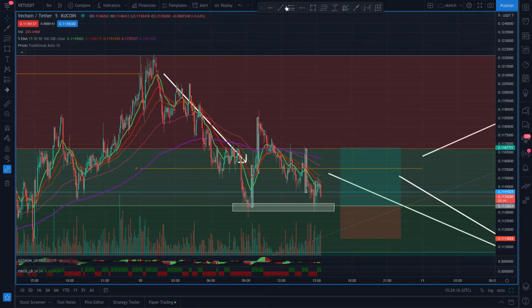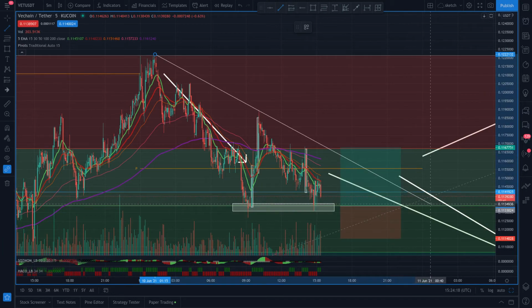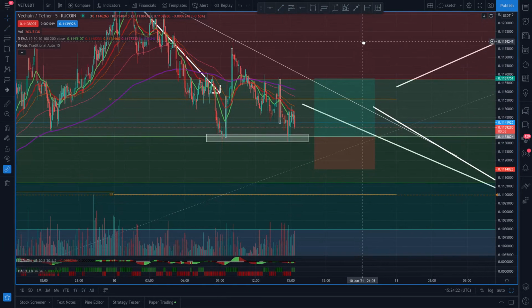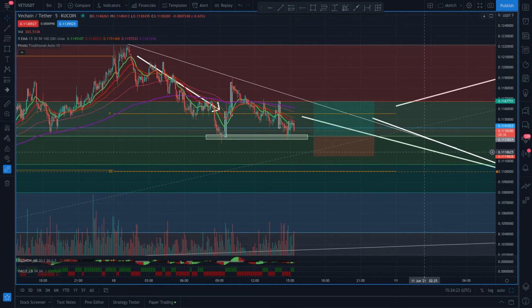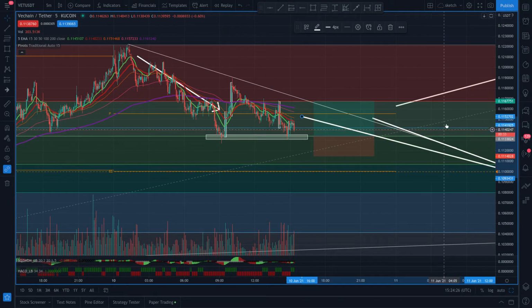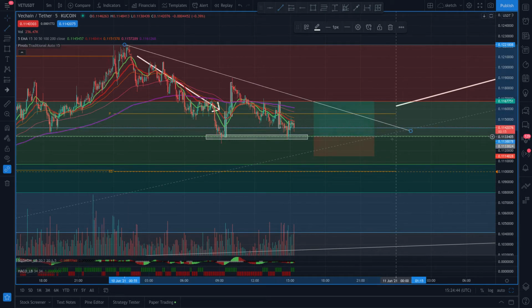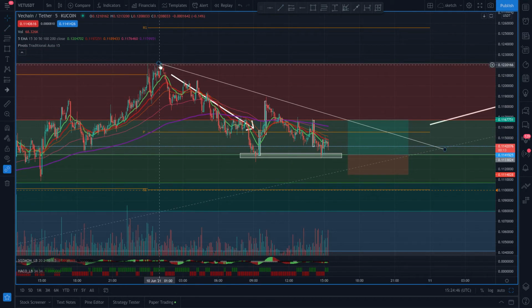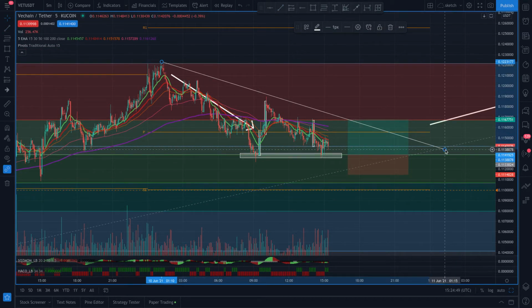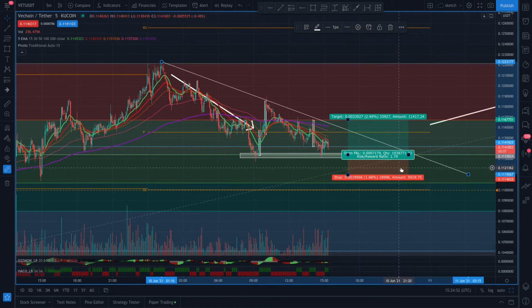You can see a clear channel. Delete these arrows. It's a bit of a distraction. Okay. So you can see a clear channel here, roughly here. You can see it's rebounding.